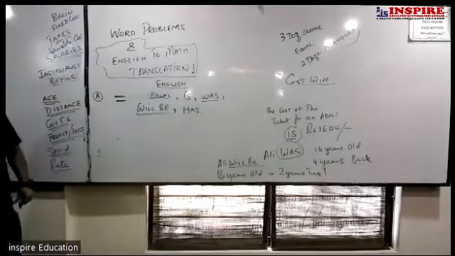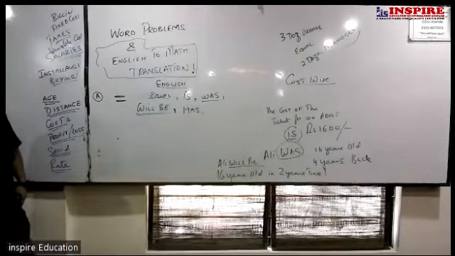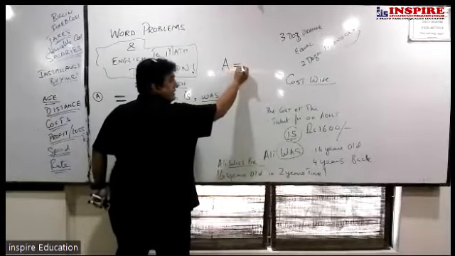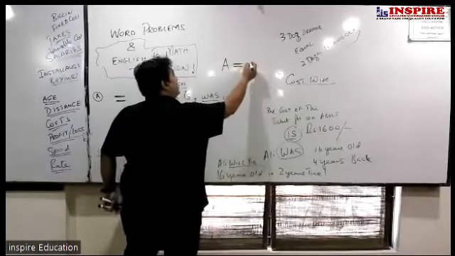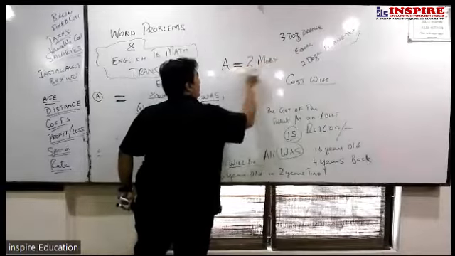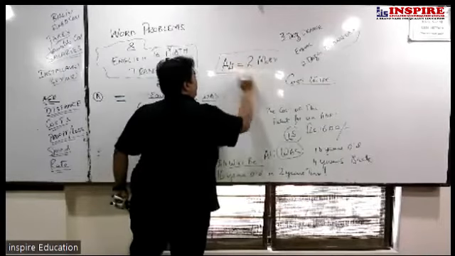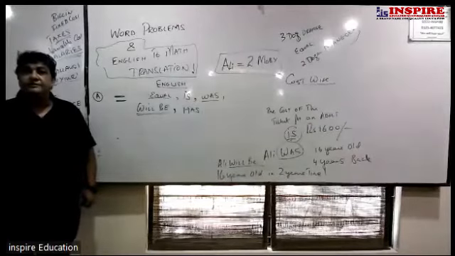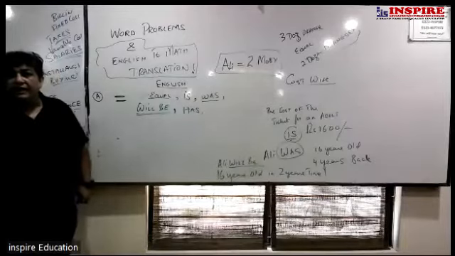Ali has twice as many stamps as Mubeen. "Ali has" means... I can't hear you, my friends. Twice as many stamps as Mobi. This is Ali. You understand the English? Ali has, sit straight. Ali has twice as many stamps as, okay?